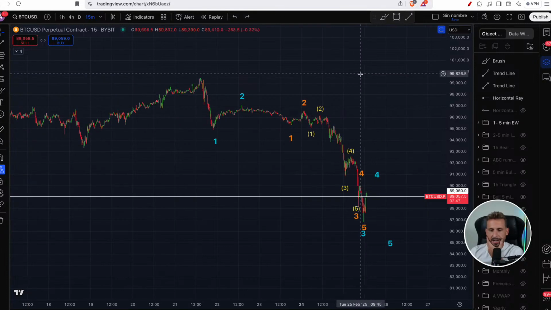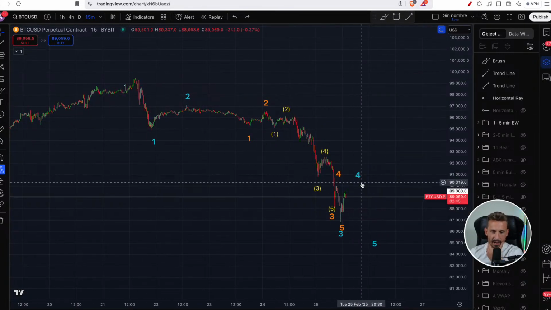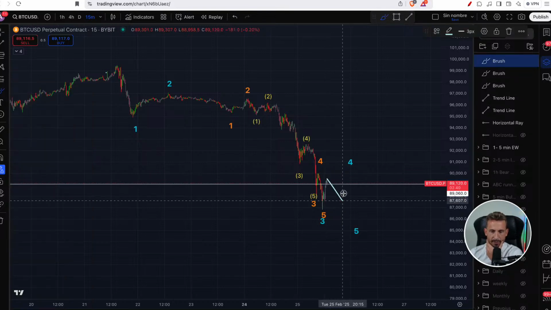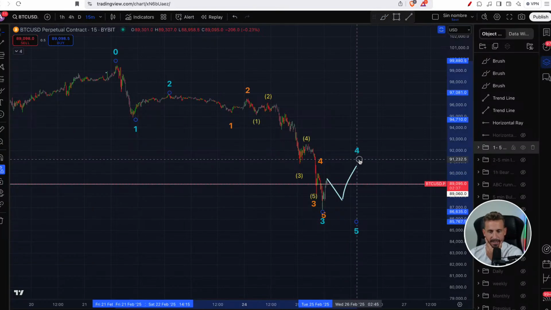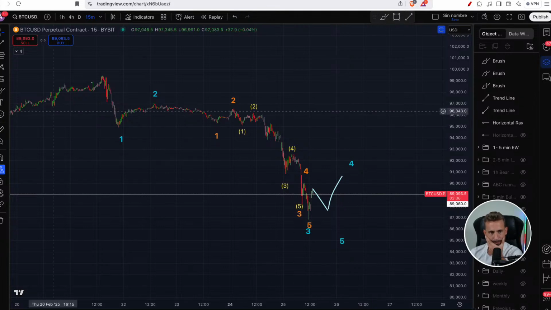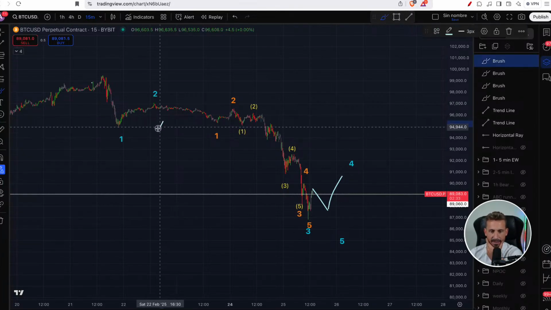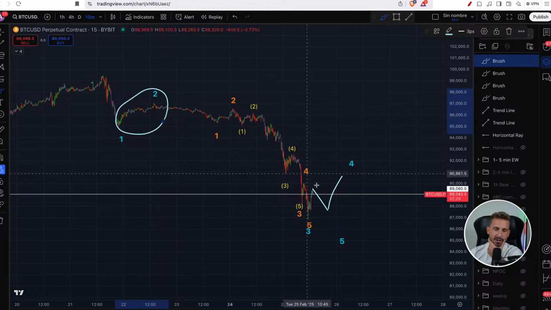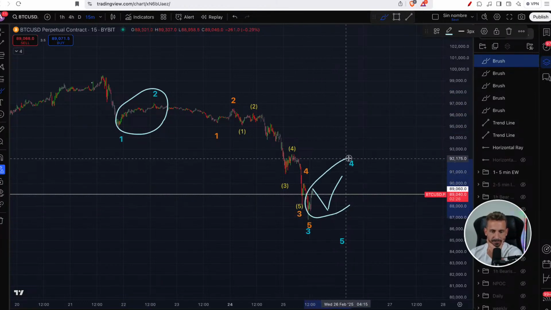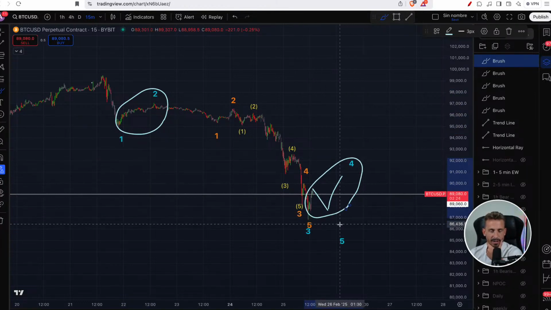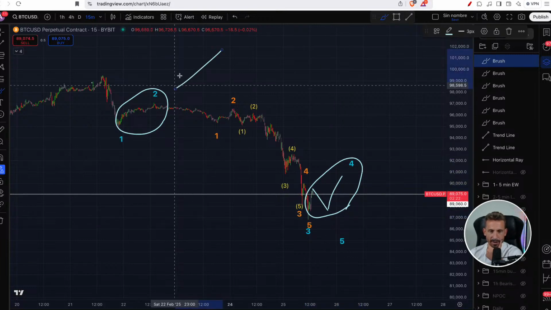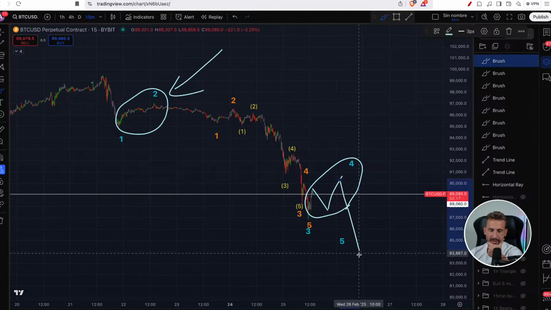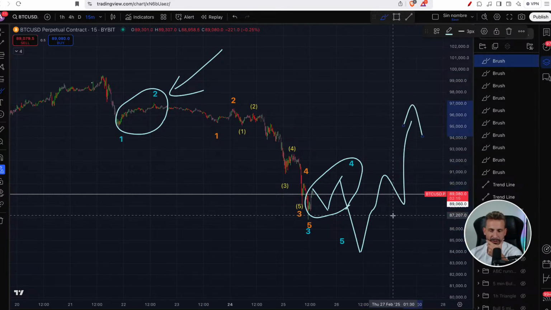Now, the other scenario here, it would be nice if we are going to start correcting and ranging. We form a low right there. We form another high. Obviously, this is a higher time frame wave 4. So you would expect the timing to be similar or even longer than your wave 2 here from the higher time frame. Then create that low, then we're looking for the recovery.